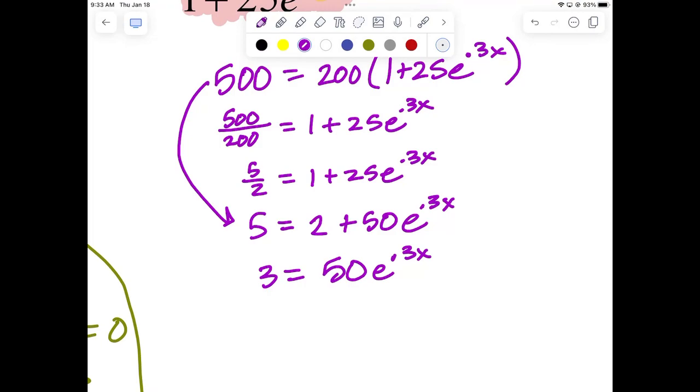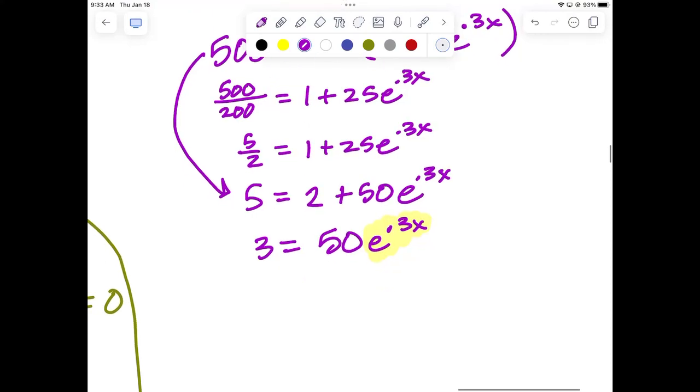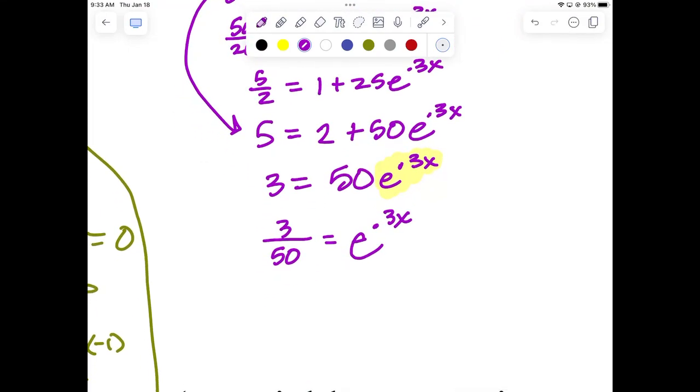Once you isolate the variable term, now you got to isolate the variable factor. The factor is e to the 0.3x. So how do I get rid of the unwanted 50? Divide. So I'm going to get 3/50ths, which is a fraction, equals e to the 0.3x. Now I have e by itself. I'm not going to get the bases the same, so who comes to the rescue? Natural log. The natural log of e to the 0.3x is just 0.3x, and I'm left with the natural log of 3/50ths.